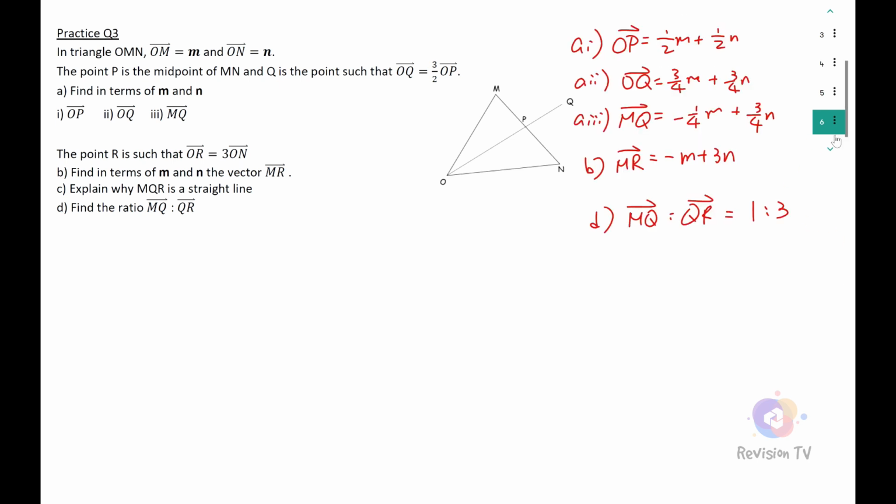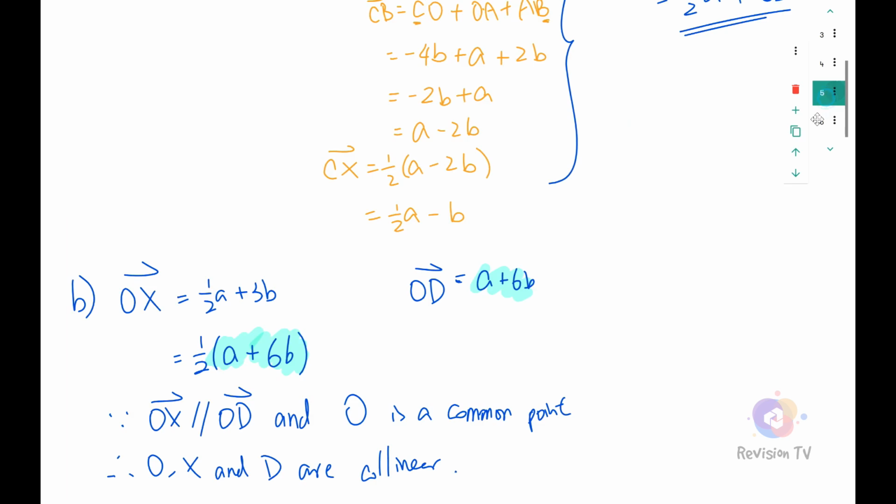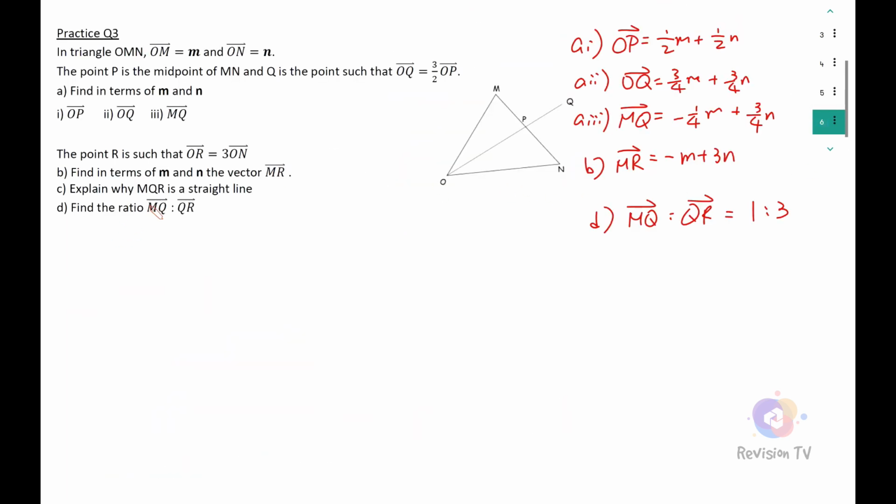Here are the answers for question 3. I left out part C because to show that MQR is a straight line, you do the same thing like the previous question to find MQ and QR are collinear, parallel, etc. If you know the proof, you know the proof.